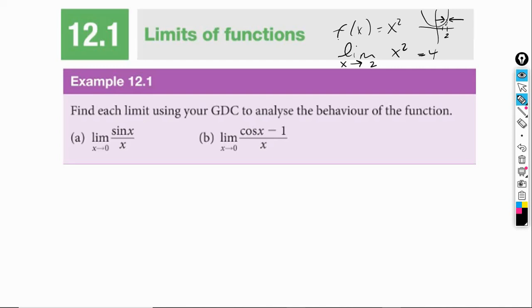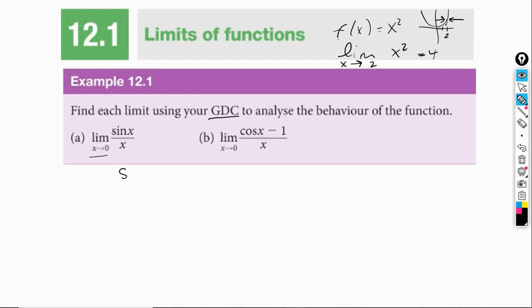But if we go to example 12.1, in this case they ask us to find each limit using your graphing display calculator to analyze the behavior of the function. Why is that? In letter A, they're asking us to find the limit of the function as x approaches 0.